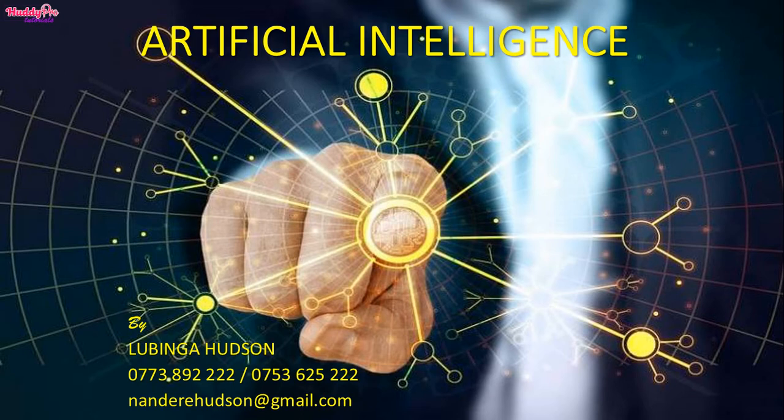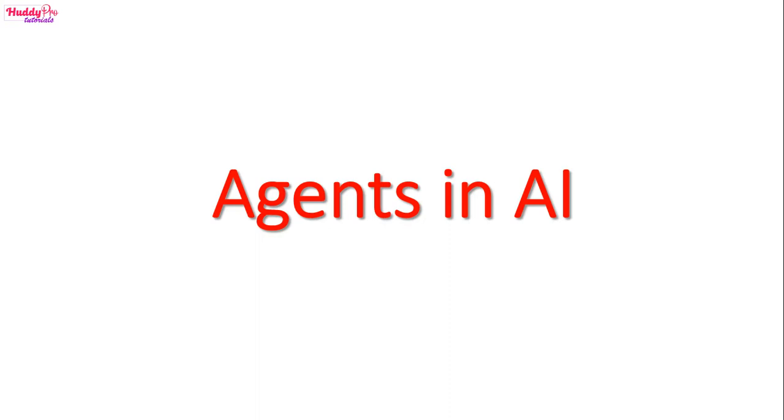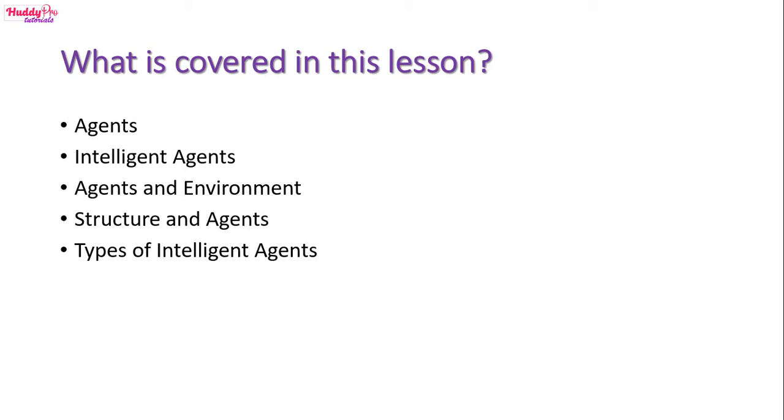Today's topic is about agents in AI. Agents in artificial intelligence. This is what we are going to cover: agents, intelligent agents and environment, structure and agents, and then the types of agents.